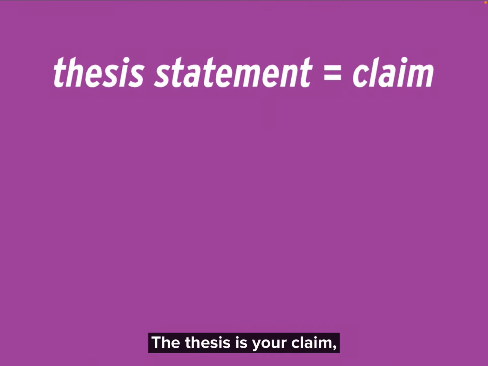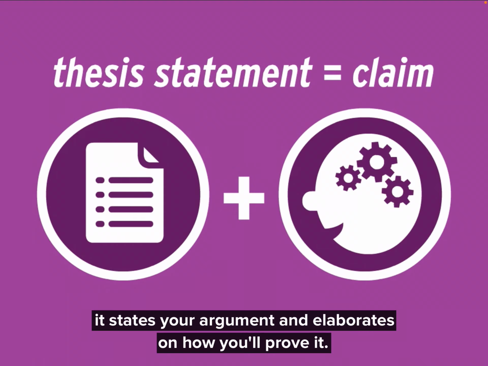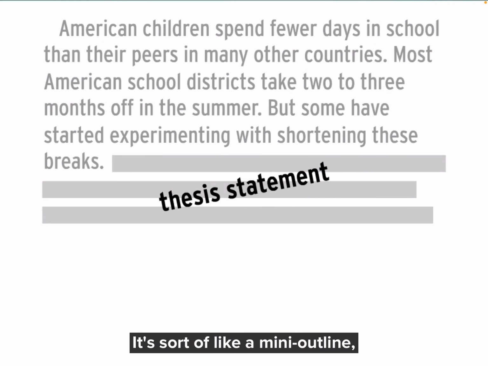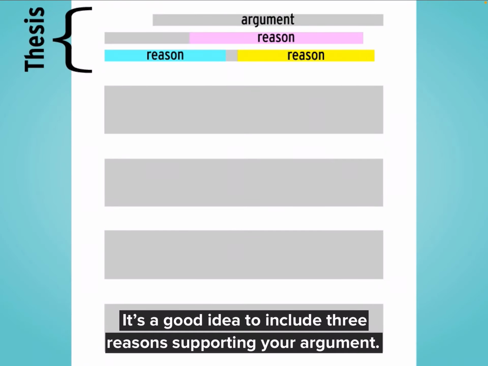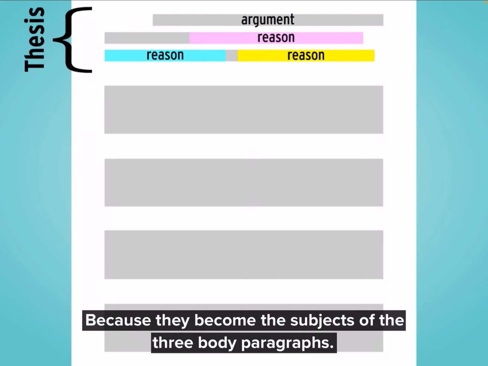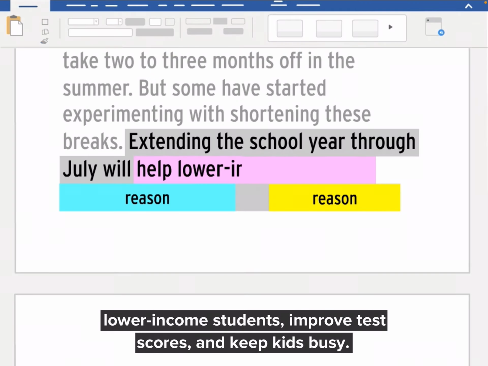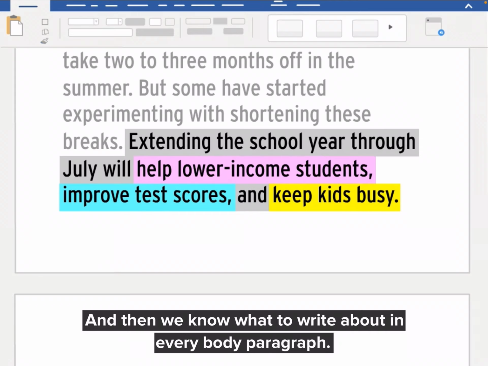The thesis is your claim, summarizing your position on the topic plus your reasoning. In other words, it states your argument and elaborates on how you'll prove it. The thesis statement is really important. It's sort of like a mini outline, setting up the whole structure of your essay. It's a good idea to include 3 reasons supporting your argument, because they become the subjects of the 3 body paragraphs. So your thesis could be that extending the school year will help lower-income students, improve test scores, and keep kids busy. And then we know what to write about in every body paragraph.